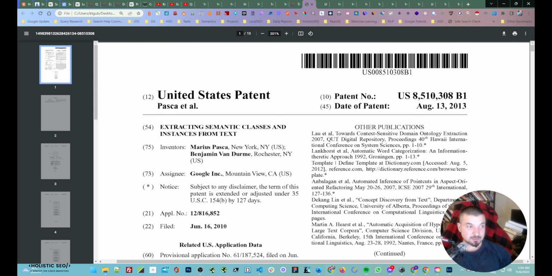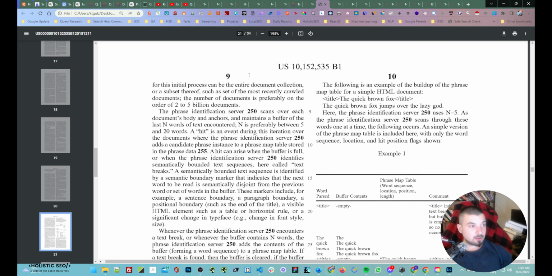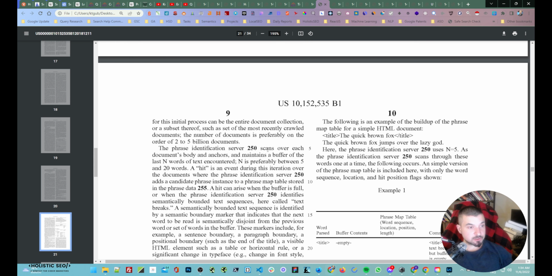These semantic classes actually come from lexical relations, as I say, hypernym, homonym, or meronymy, or holonym at the same time. And phrase identification scans over each document's body and anchors, maintains a buffer of the last n words of the text encountered. N is preferably between 5 and 20 words. A hit is an event during this iteration over the documents where the phrase identification server adds a candidate phrase instance to the phrase map table stored in the phrase data.